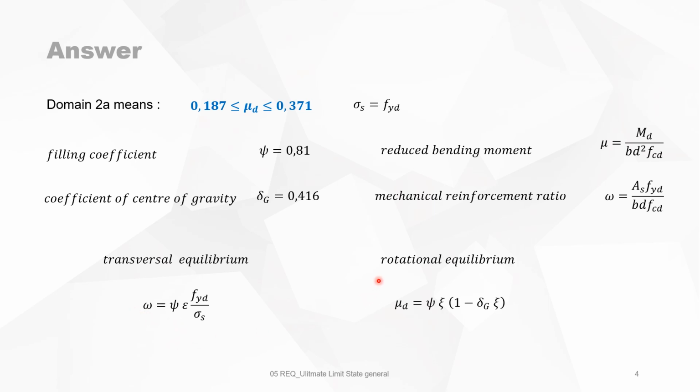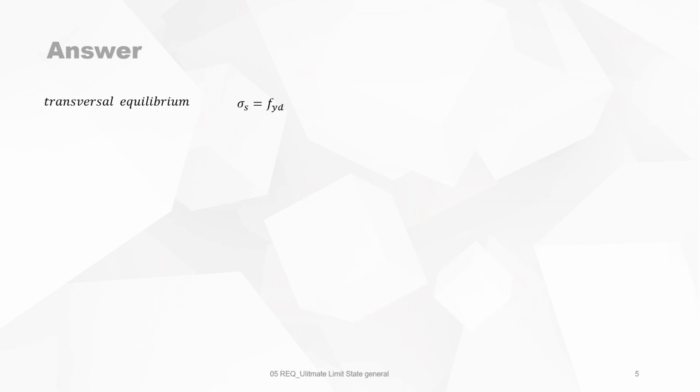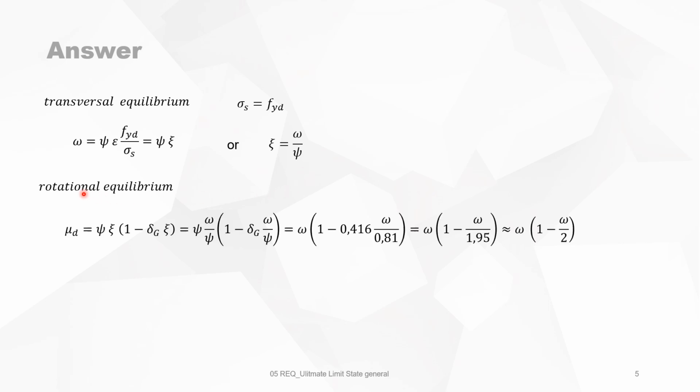The rotational equilibrium around the tension reinforcement gives you this expression. The transversal equilibrium, we said already, because the steel is yielding, we got omega is psi xi, or we get xi from this equation, which is omega divided by psi. From the rotational equilibrium, we start with this original formula. This is the lever arm, and this is the total force of the concrete. So it's an equilibrium around the tension reinforcement.